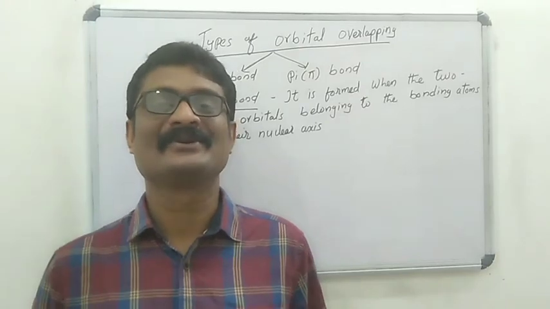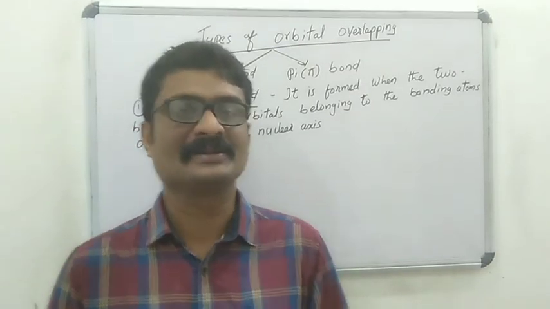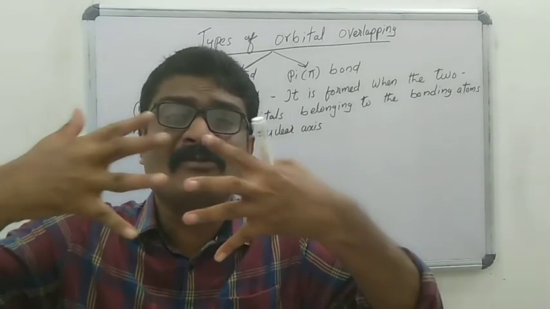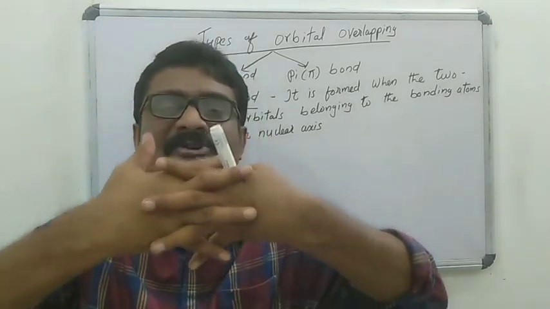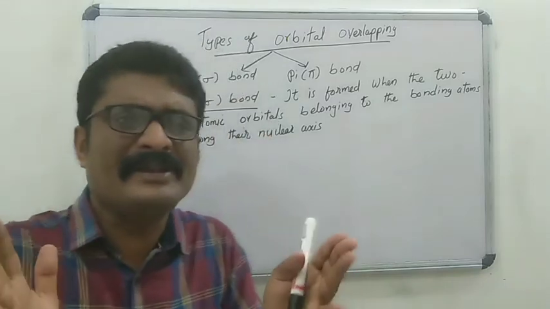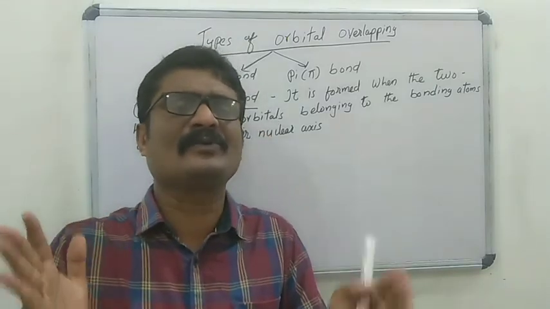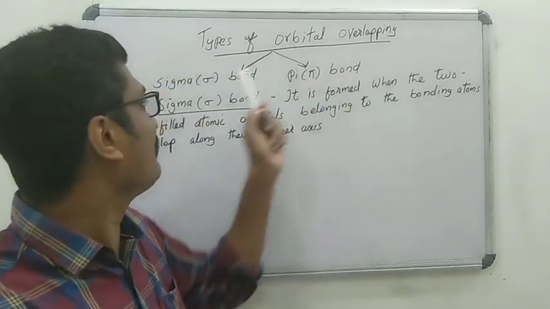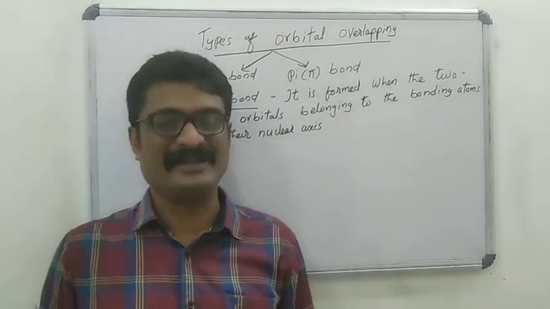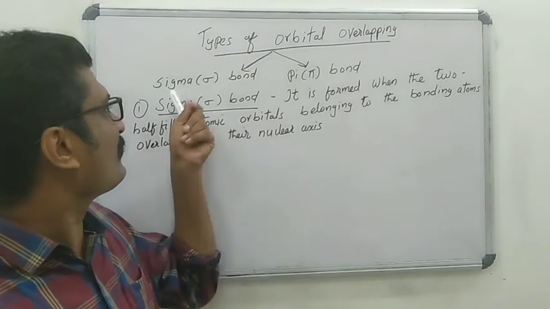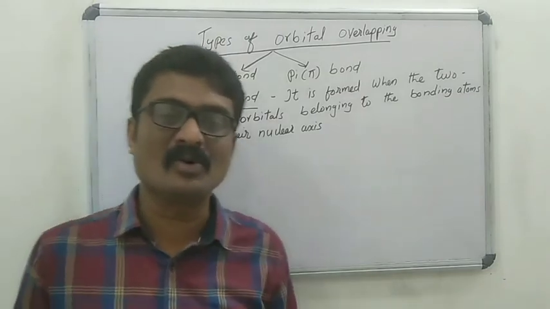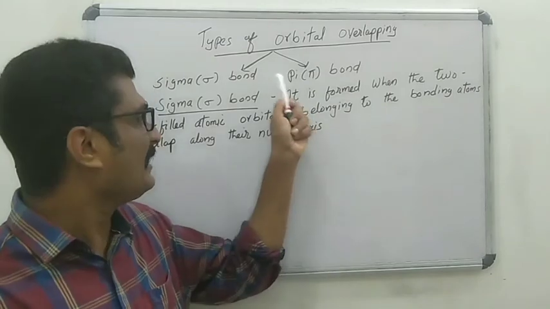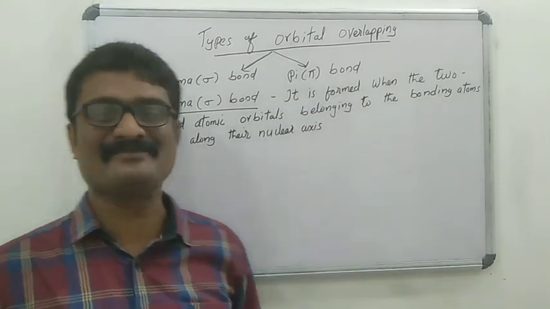Students, we have studied that a covalent bond is formed by the overlapping of two half-filled atomic orbitals. Depending on the type of overlapping, the covalent bond may be divided into two types: sigma covalent bond and pi covalent bond.